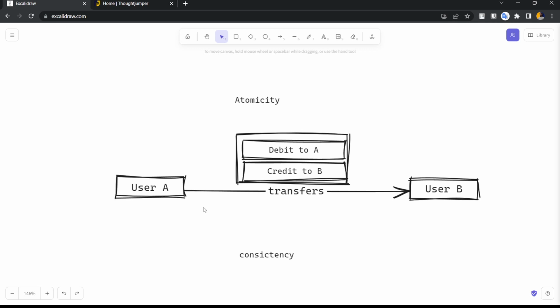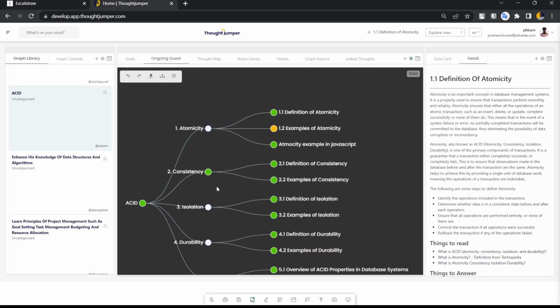If any of those operations goes wrong, then you have to roll back all the changes. So that's what atomicity means. And here you can read: this is to ensure the transactions perform smoothly and reliably. Atomicity ensures that either all the operations of an atomic transaction, such as insert, delete, or update, complete successfully, or none of them do. So this is a very important thing.